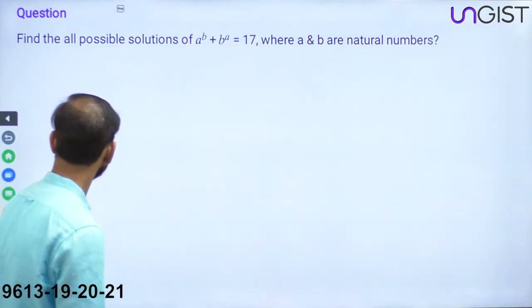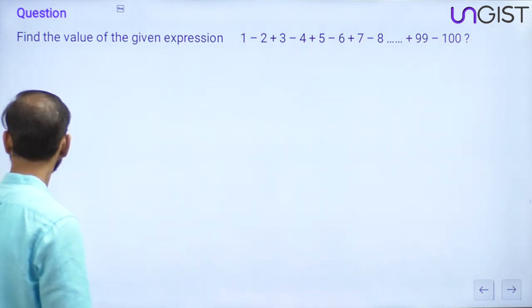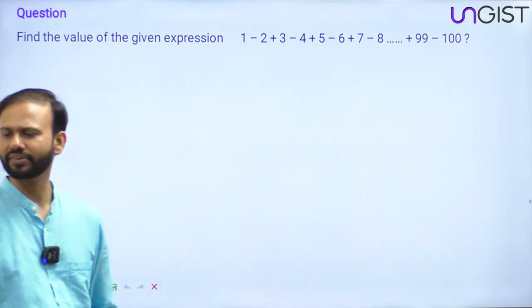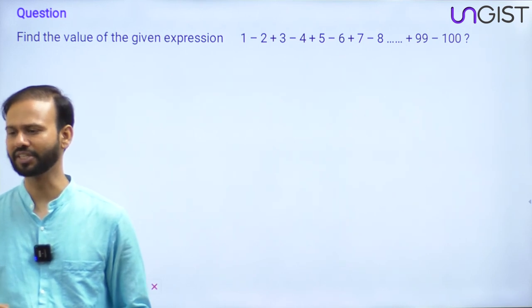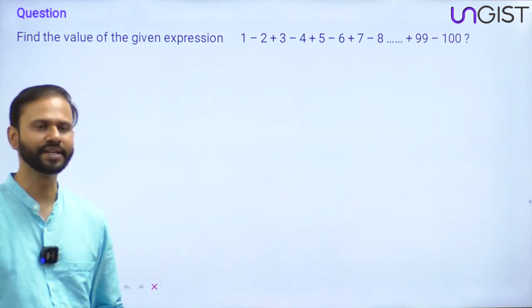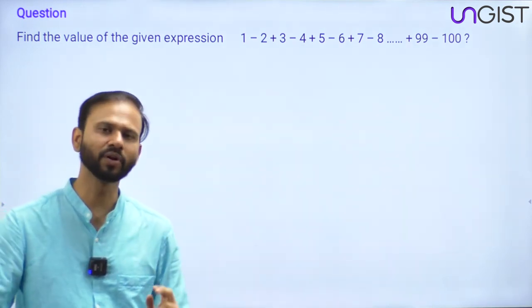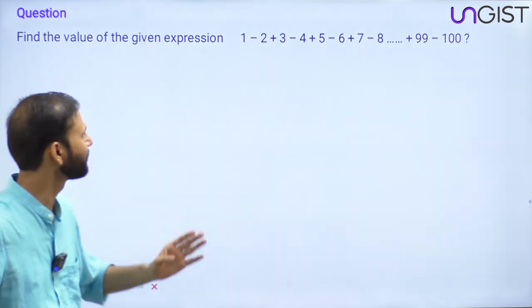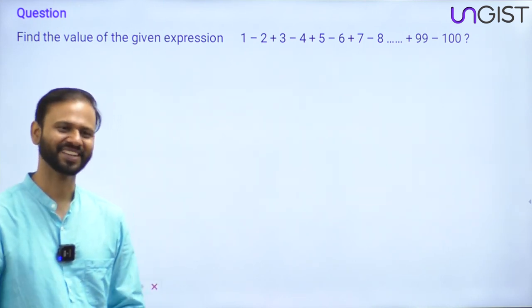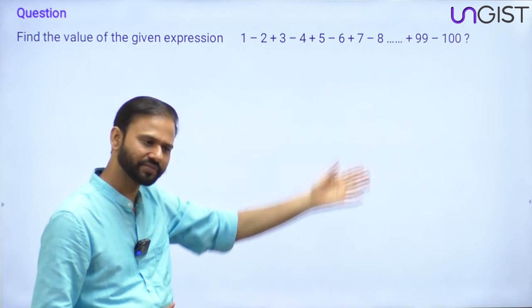Now, guys, after that, it's a very simple question. Just read this question. Question says, find the value of the given expression 1 minus 2 plus 3 minus 4 plus 5 minus 6 plus 7 minus 8 up to 99 minus 100. Here, all the even numbers are negative and all the odd numbers are positive. You need to find the value of this expression. It's a very simple plus minus question, there can't be an easier question. The even numbers are negative, the odd numbers are positive.